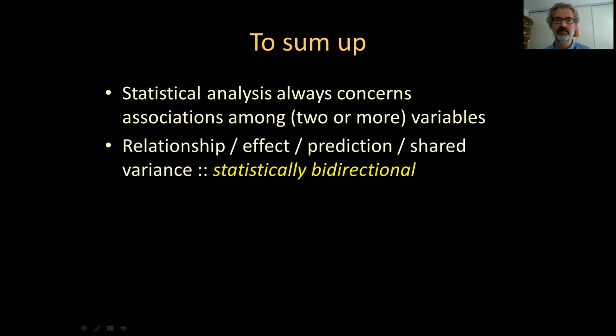And all of these can be used in both directions. So associations between variables are statistically bidirectional. Statistics isn't telling you which variable affects the other. It's telling you how confident you can be in whether the two variables are associated, in whether the two variables change values in somewhat systematic or consistent ways.